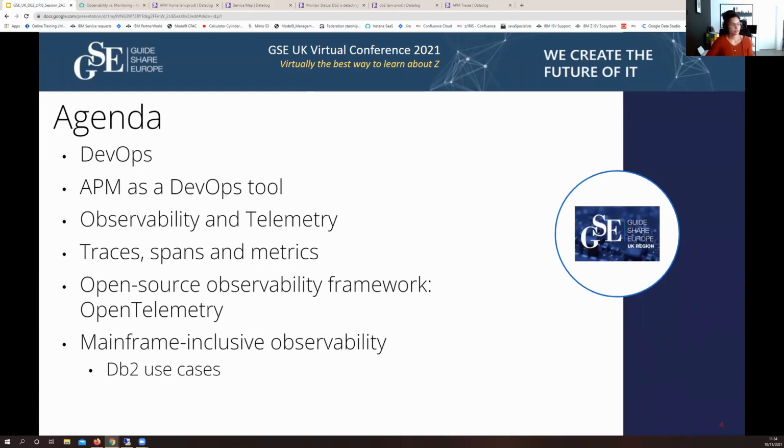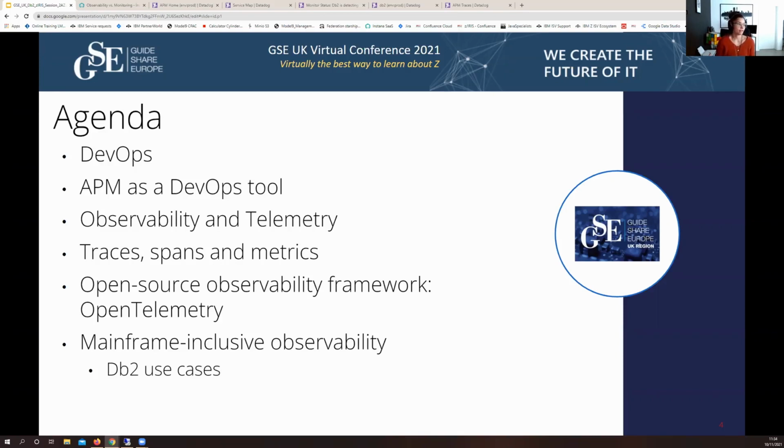In the agenda, we're going to first go over briefly what DevOps is, and I'm very sure a lot of you will be familiar with what that entails, at least most of it anyway. We will then look at how observability fits into the DevOps toolchain. And then I'm hoping it gets a bit more exciting because we're going to compare observability to just monitoring as a term or a practice. And then we're going to talk about things like telemetry, traces, spans, and metrics.